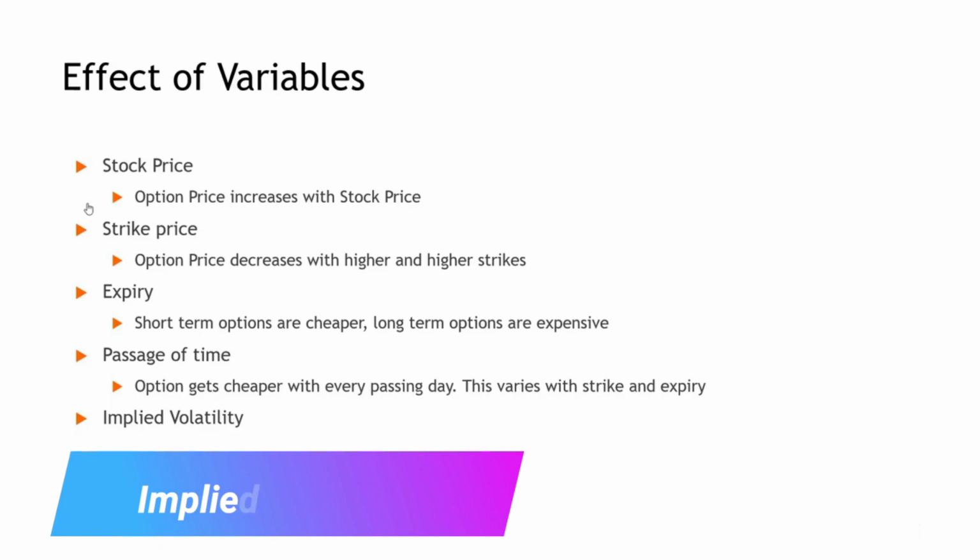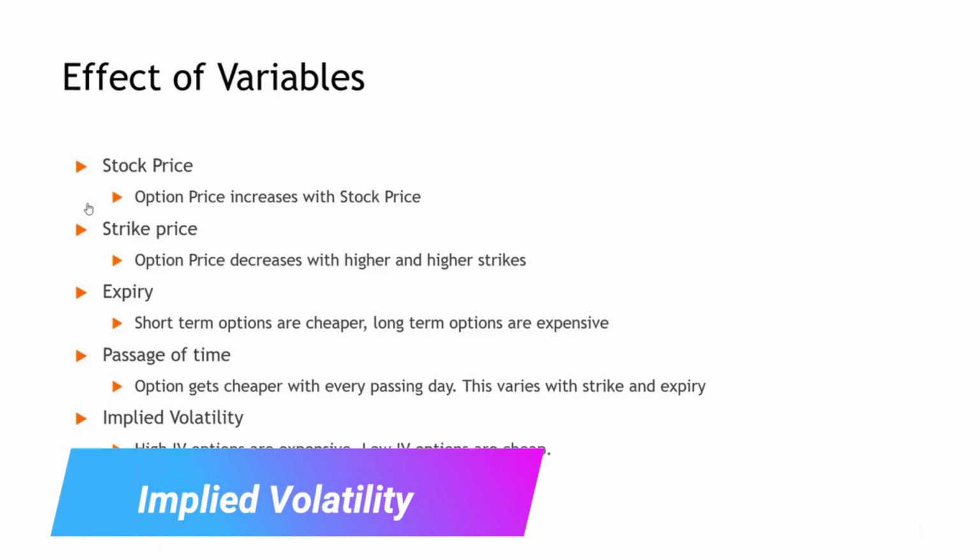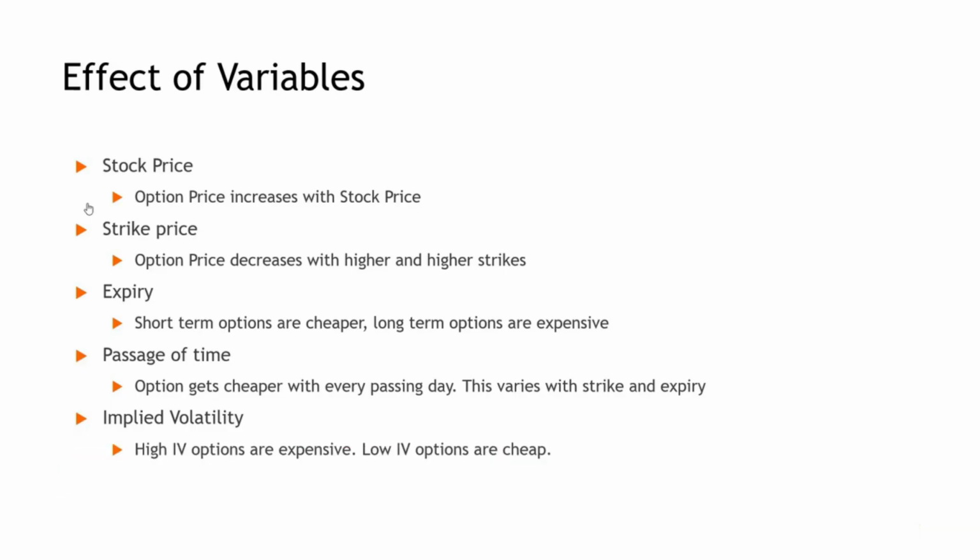And finally comes implied volatility. This is a very complex topic for most people to understand. So options with very high IV are very expensive. Options with very low IV are very cheap. So let's not get into the details of what this IV is, where it comes from and all that. There is a number called IV which gives options a price.